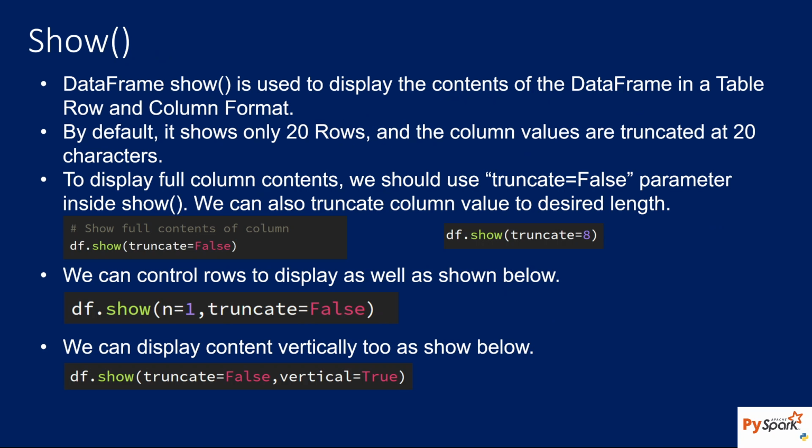So let's go back to the presentation. This is what I said here also, right? If you want to show the full content, you need to use truncate equals false, that gives the full content of a column, and you can truncate the column length to the desired number of characters as well, like this. Not only that, if you want to control how many rows to show, then use n equals 1. And as I said, by default, it will show only 20 rows. So if more than 20 rows are there in your data frame, then they won't appear. So to control the number of rows to show, use this n parameter. And not only that, you can convert the data frame into a vertical fashion using this vertical parameter as well.